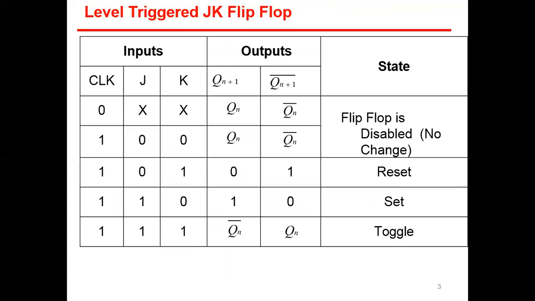From the operation we can say that when J equal to K equal to 1 and the clock hits 1, then Q and Q bar outputs are inverted: Qn+1 equals Qn bar and Qn+1 bar equals Qn. So the output of this is transferred over here and over here. That is called one kind of toggle. This is the simple truth table of the JK flip-flop.